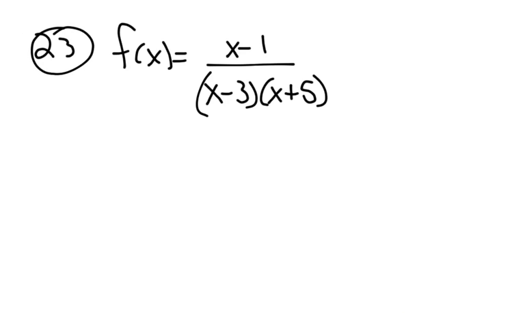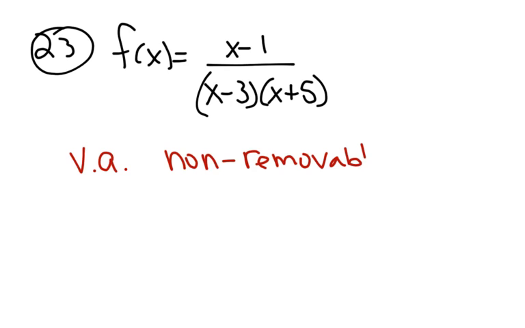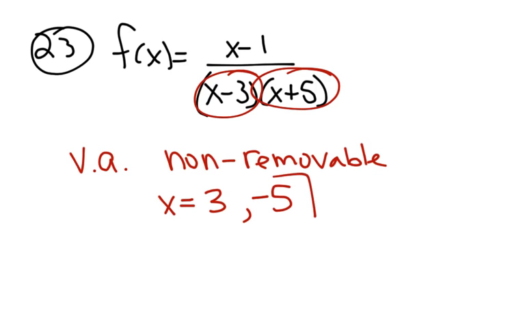In number 23, we want to find any vertical asymptotes of the function f of x equals (x minus 1) all over (x minus 3)(x plus 5). A vertical asymptote is a non-removable discontinuity. That means you cannot cancel it with something in the numerator. Well, neither of these factors can be canceled. So there are two vertical asymptotes. One of them is x equals positive 3, and the other one is x equals negative 5.